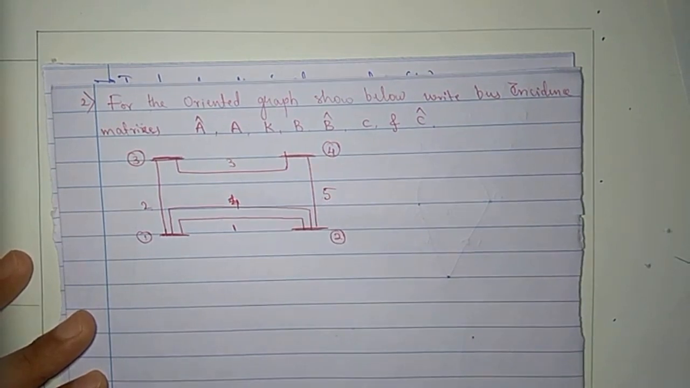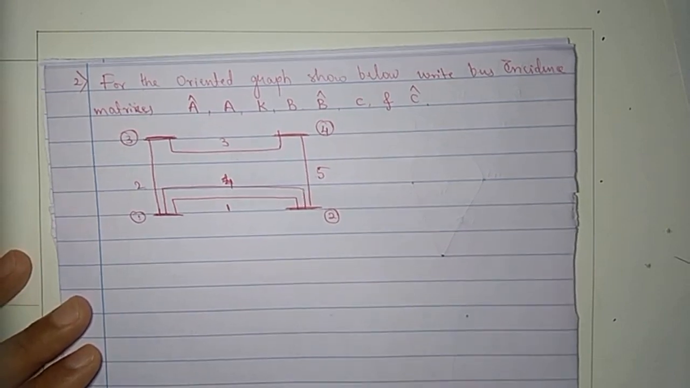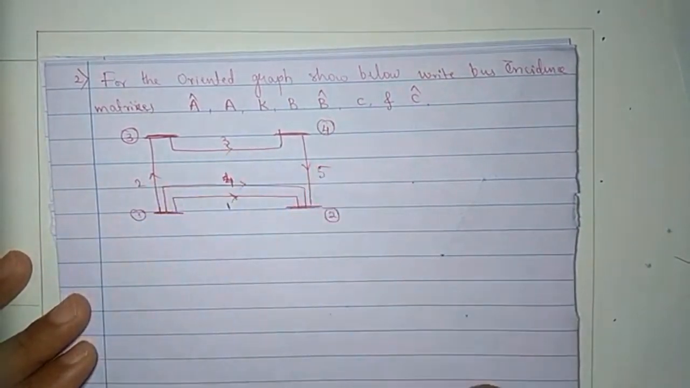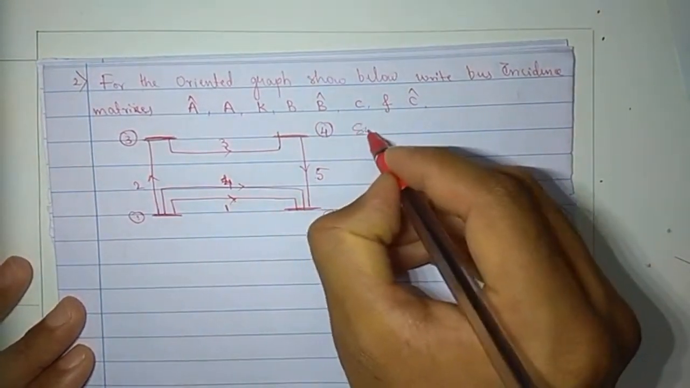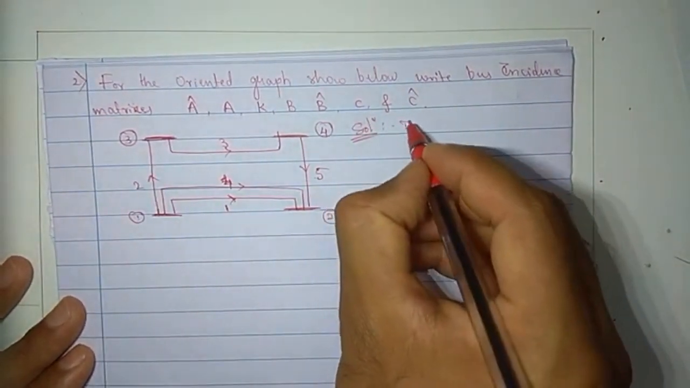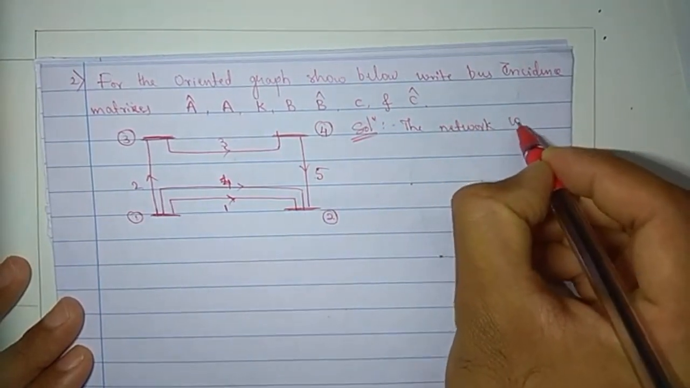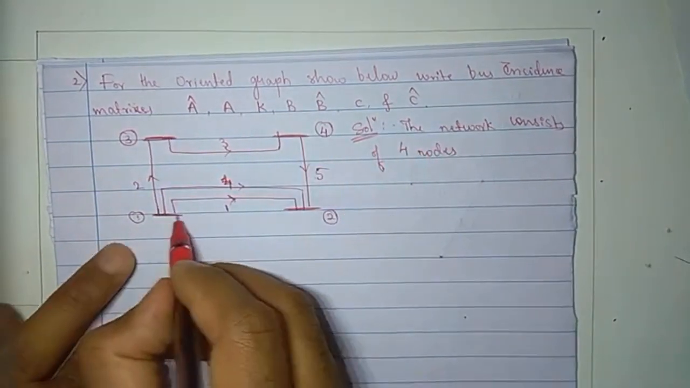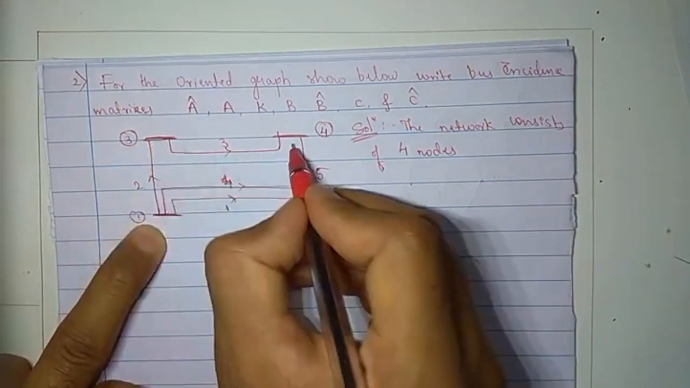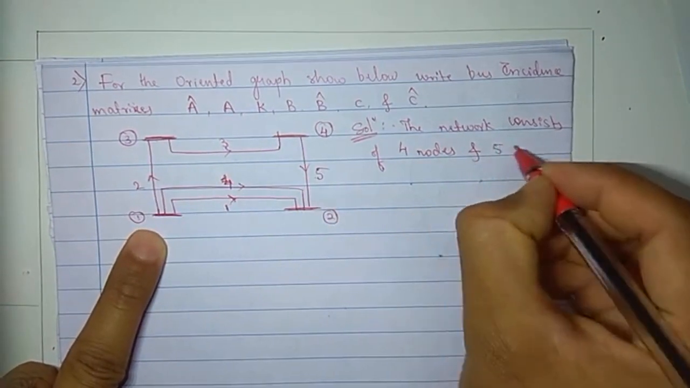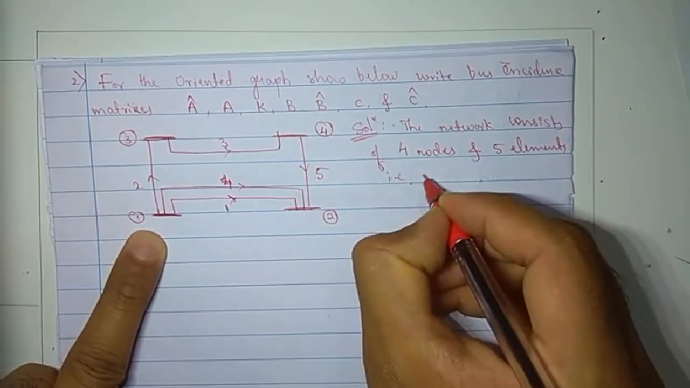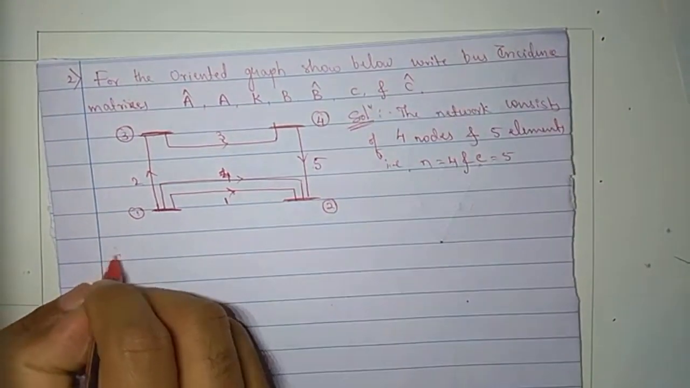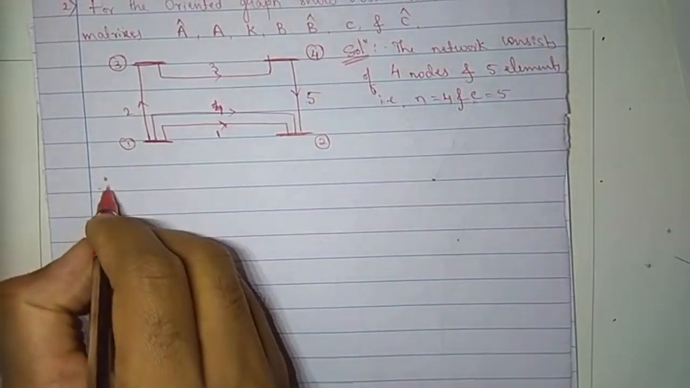Is that okay? Now let me give some hint for this given graph. Oriented graph means the direction should be given. If direction is not given, you can consider however you want. From a given graph I'll be giving some hint. This network consists of 4 nodes. Bus is nothing but a node. This is one node, second node, third node, fourth node. Total it consists of 4 nodes and 5 elements, so n equal to 4 and e equal to 5. These are the preliminary steps, you should write them before solving the problem.